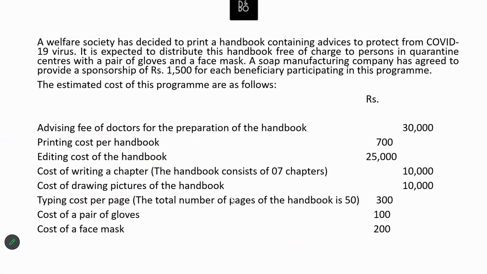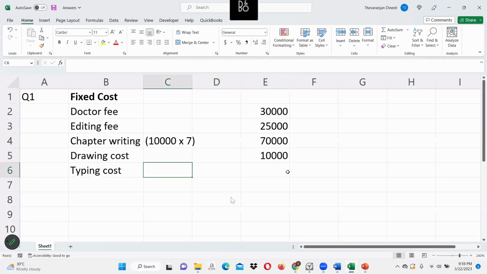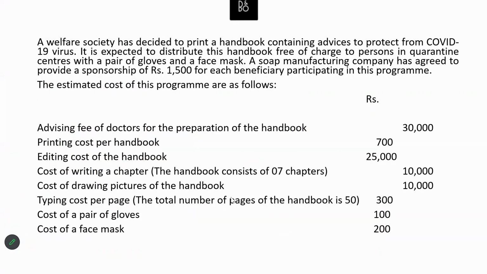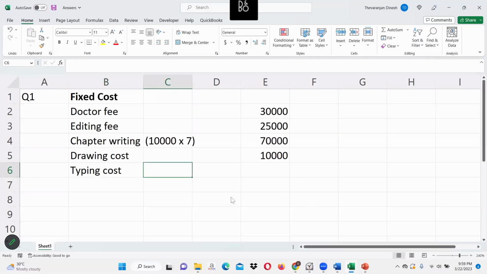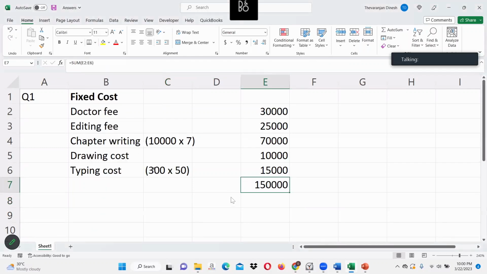Drawing cost is 10,000. Then typing cost: one page 300 rupees, total number of pages 50. So 300 rupees into 50 pages, that is 15,000. So the total fixed cost is 150,000.